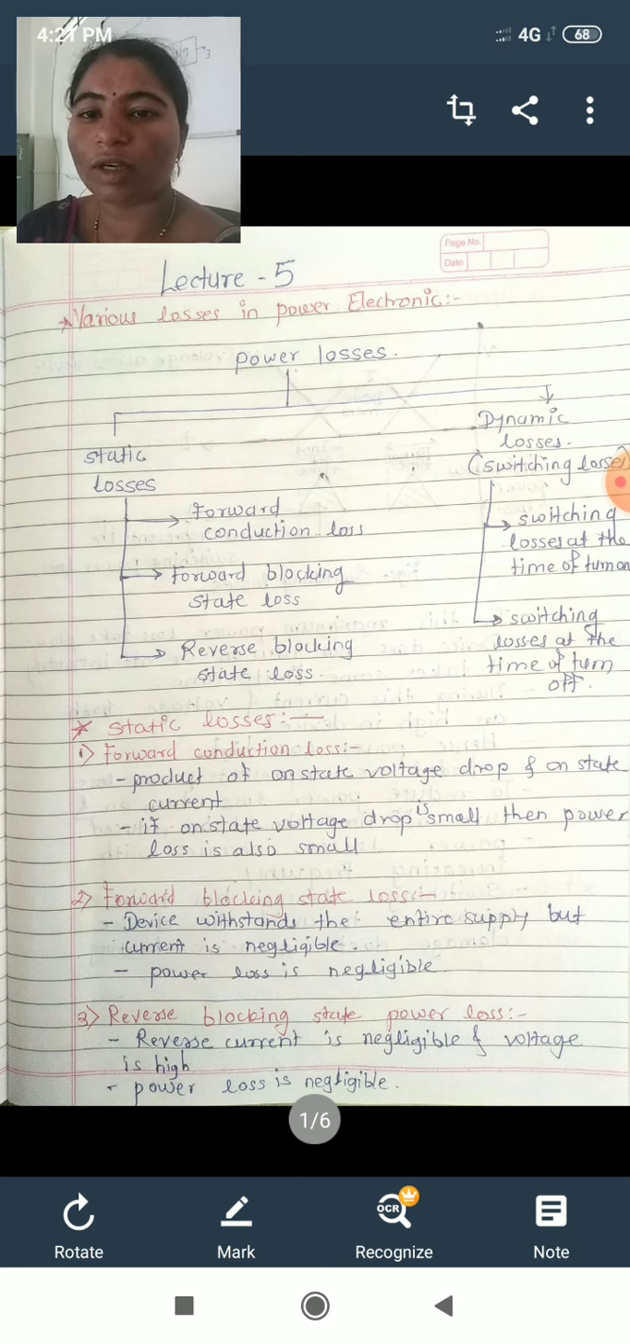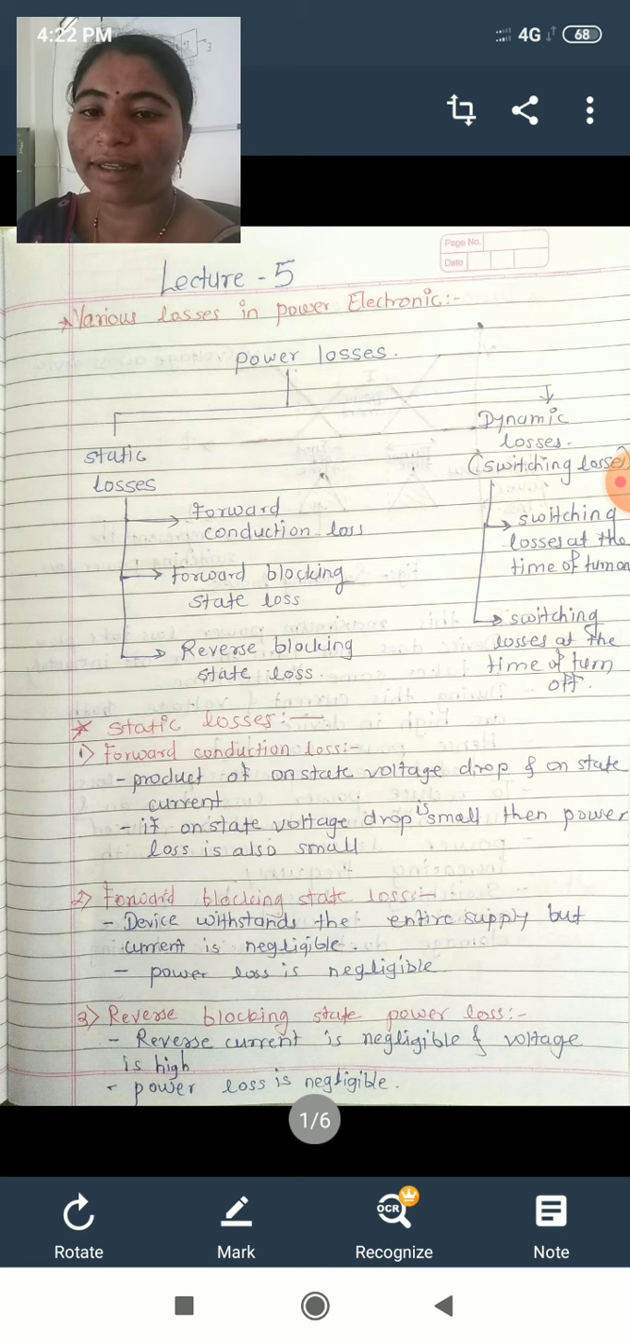Now see the static losses. Static losses are basically classified into three categories. First is forward conduction loss, second is forward blocking state loss, and third is reverse blocking loss. And your dynamic losses are classified into two: switching losses at the time of turn on of the SCR and switching losses at the time of turn off of the SCR. Now see the explanation of these losses one by one.